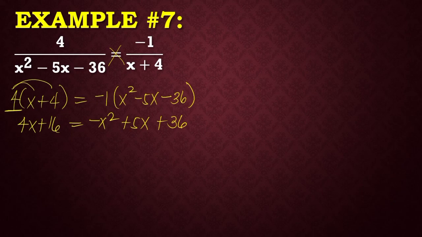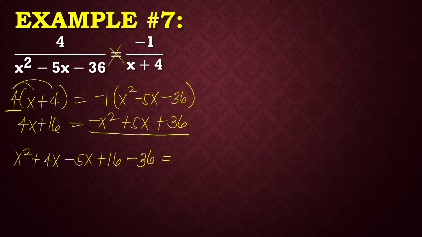Then, ang negative x squared plus 5x plus 36 ay kailangan mailipat sa left side. So, para equal 0 na lang, so magpa-plus tayo ng x squared, minus tayo ng 5x, minus ng 36. So, magiging x squared plus 4x minus 5x plus 16 minus 36 is equal to 0.